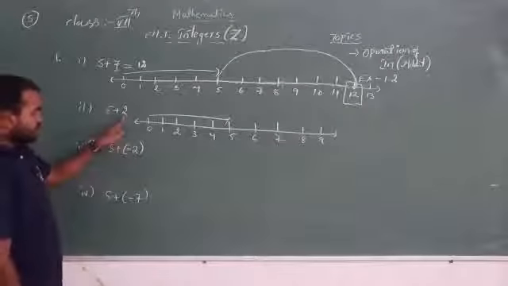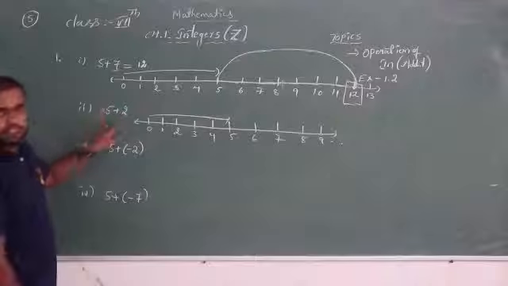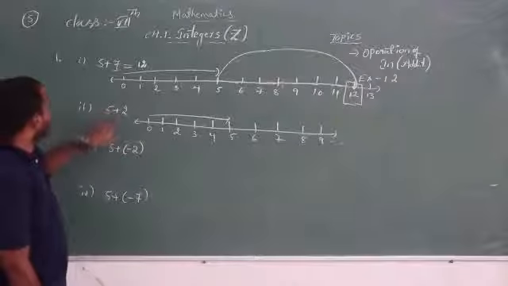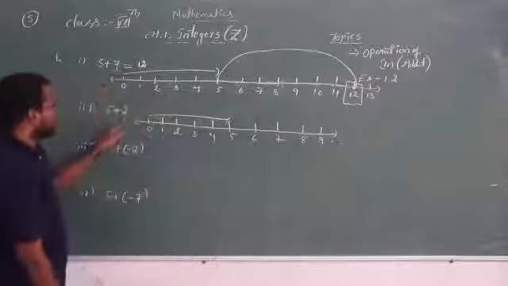Next, what is the number 2? So place 2, we are adding 2. So we are adding a positive integer. If you are adding a positive integer, which direction do we have to move? Right side we have to move. So how many places? 2 places.